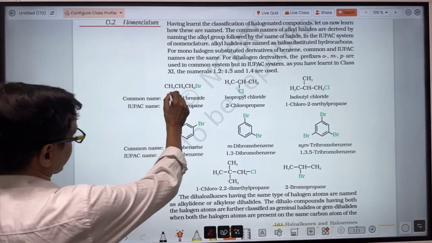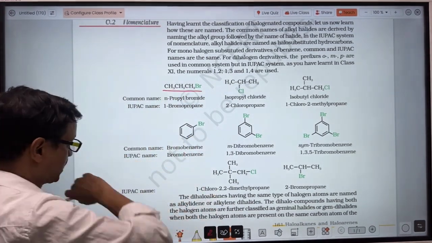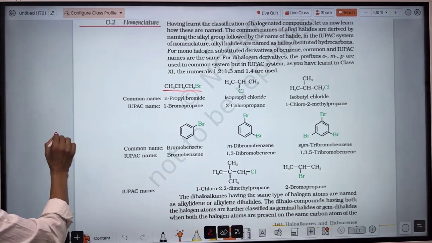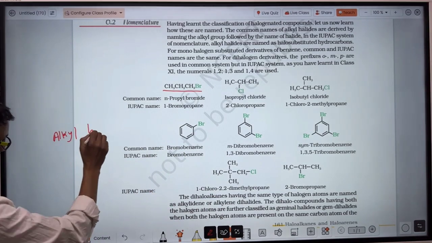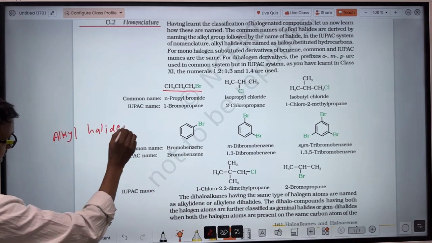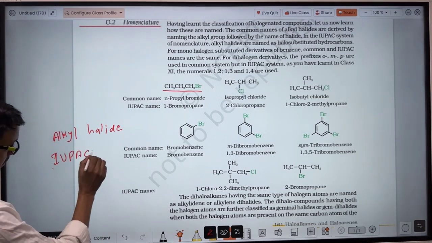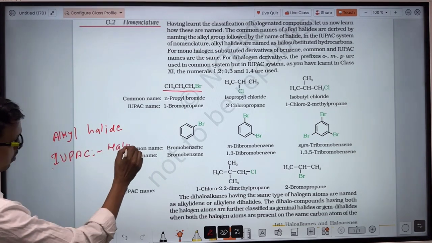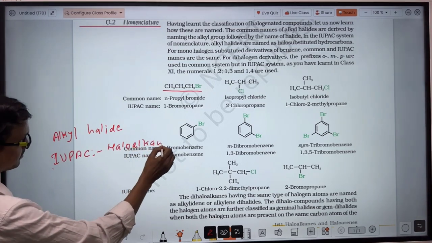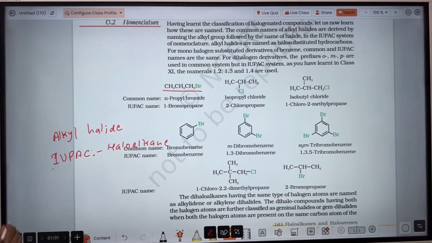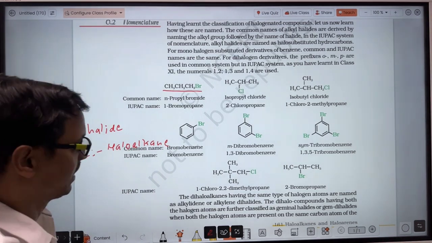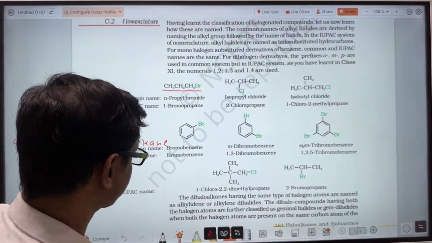Like here, this compound, the common name is alkyl halide, and in IUPAC we will have to write haloalkane. Okay, in common it will be called alkyl halide, and in IUPAC it will be called haloalkane.